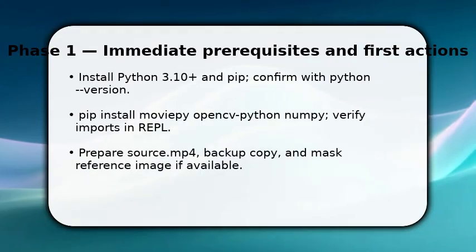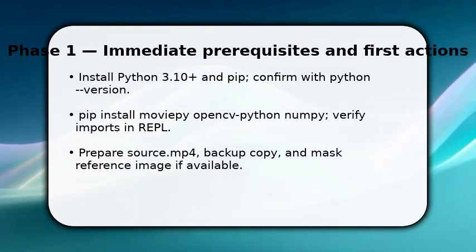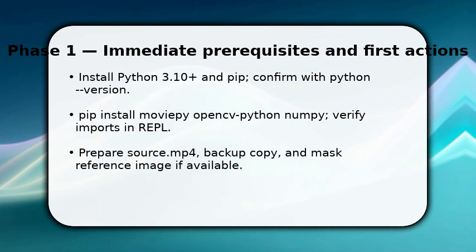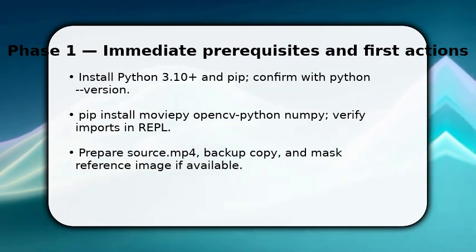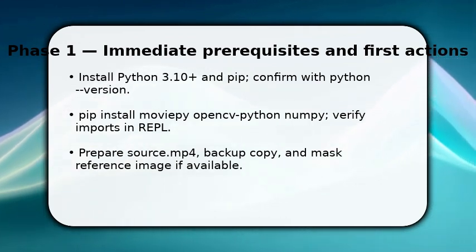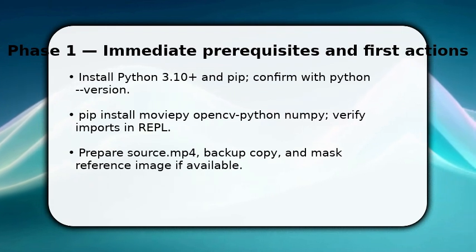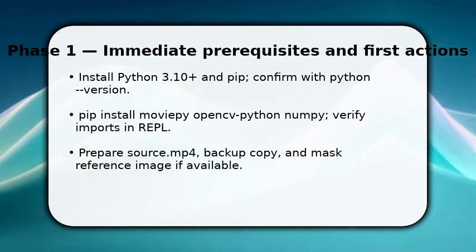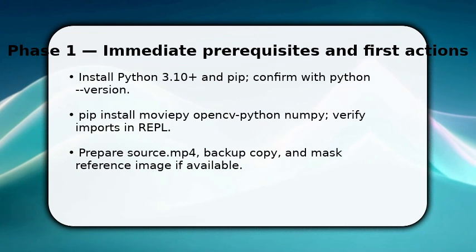You start by verifying Python 3.10 or newer because dependency binaries rely on modern builds. Next, install MoviePy, OpenCV-Python, and NumPy with pip. These libraries handle frames, masks, and blending. Then, make a backup of source.mp4. Never work on originals.